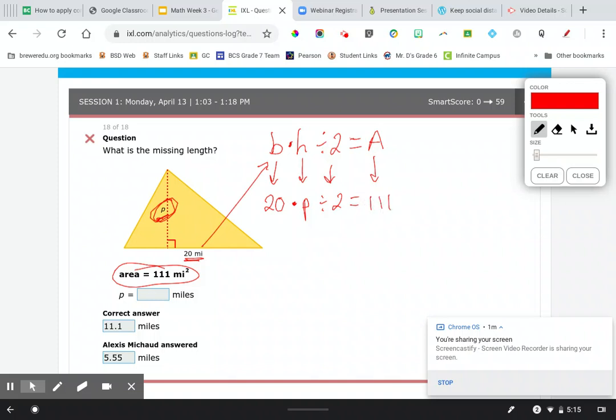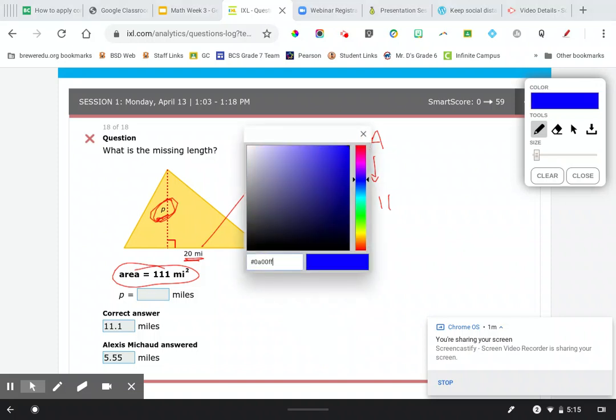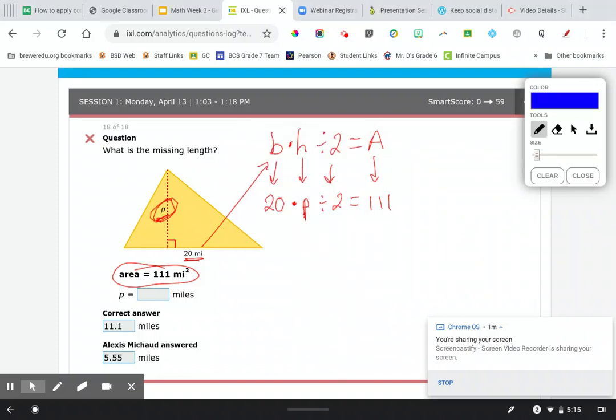So now my goal, which is why we did solving equations, is to find the letter P. Right? I need to find that letter. So just get rid of everything else. How do you get rid of a divided by 2? Well, I'm going to multiply by 2. That will be gone, so I multiply by 2 over here. I now have 20 times P equals 222.